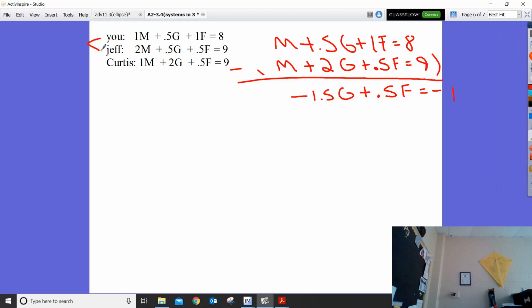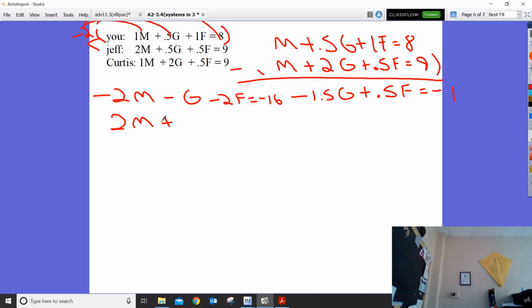What is happening top for you? Multiply by 2. Multiply by 2. I'm going to do a -2, because I like addition. Negative 2m minus a g minus a 2f equals a negative 16. If you don't understand the negative 2, you can just pause it.